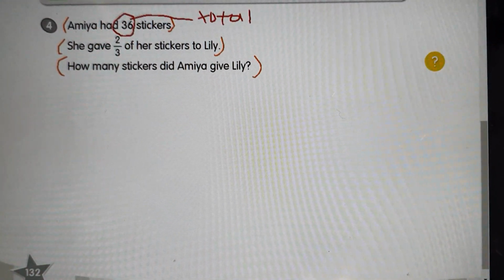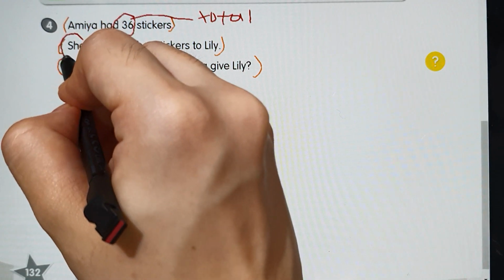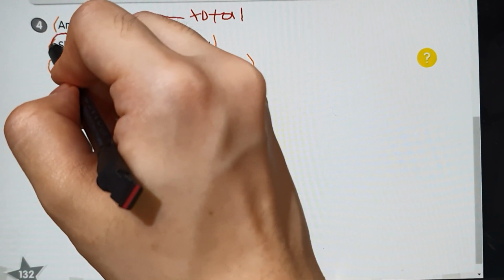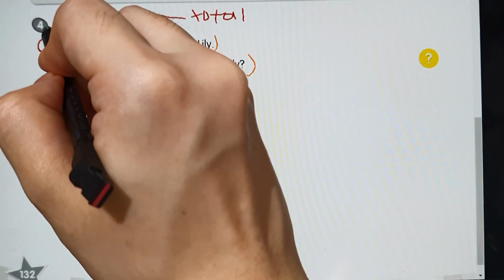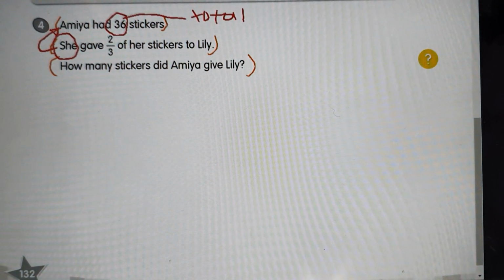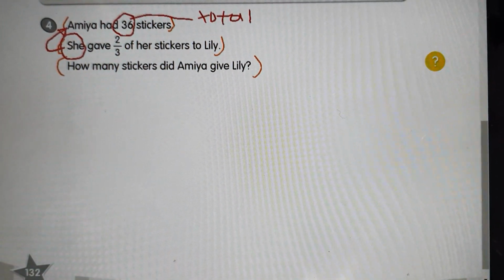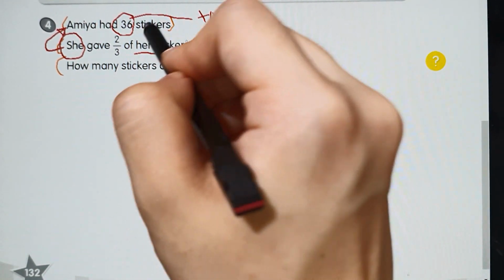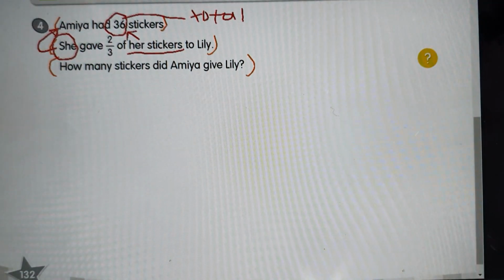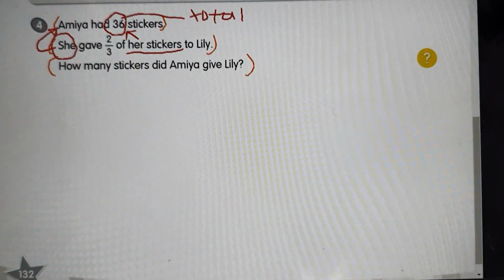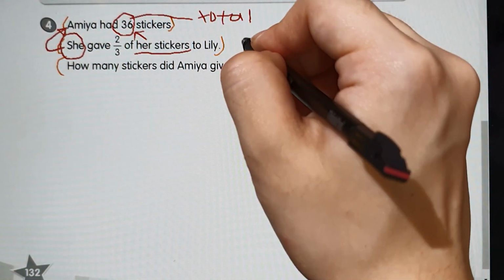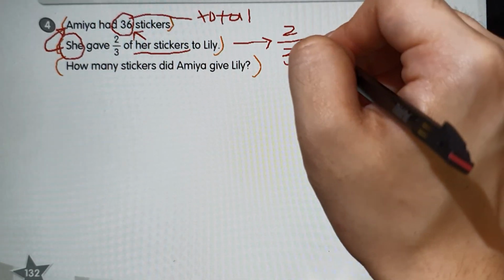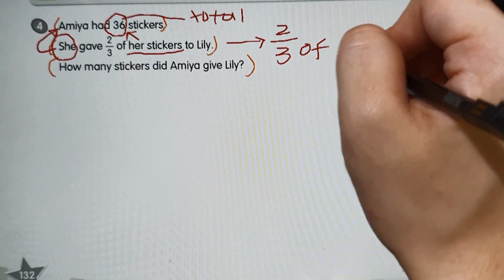So, I know that from who does this "she" actually refer to? Very good. This "she" refers to Amiya. So, if Amiya gave 2/3 of her stickers, I know that 2/3 of her stickers actually meant 2/3 of 36, because Amiya has 36 stickers. So, from this sentence, I can already gather the fact that she's going to give 2/3 of 36.